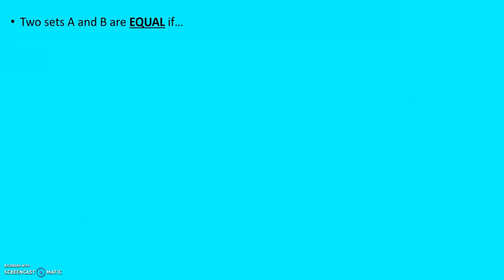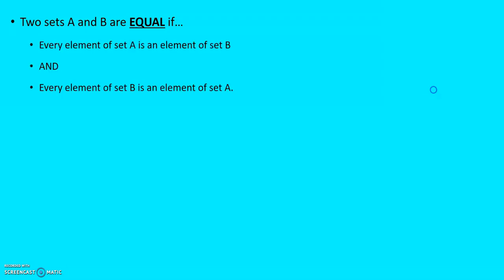Two sets A and B are equal if every element of set A is an element of set B and every element of set B is an element of set A. An example of equal sets: A is the set {10, 11, 12}. B is the set {11, 12, 10}. The difference between those sets is only the way the numbers are ordered in set B. So those sets are equal sets.